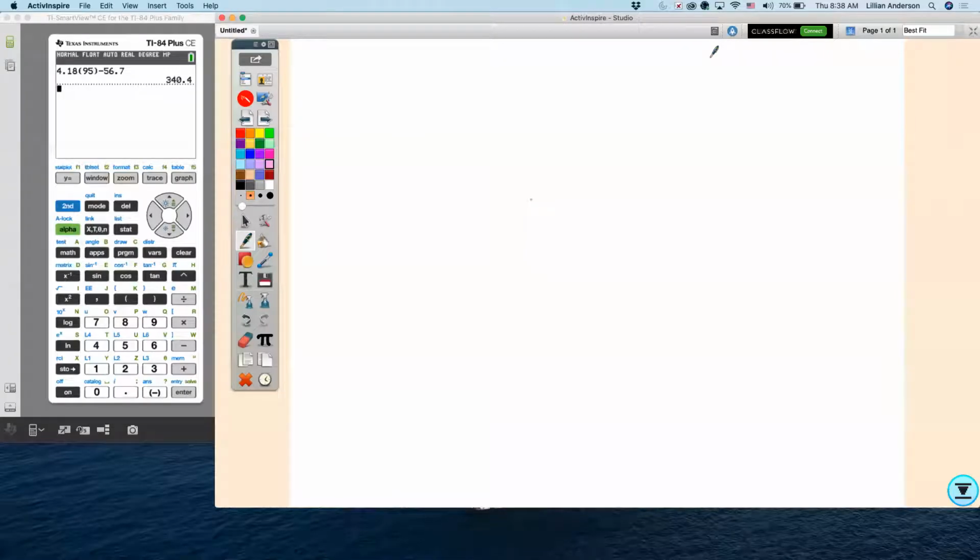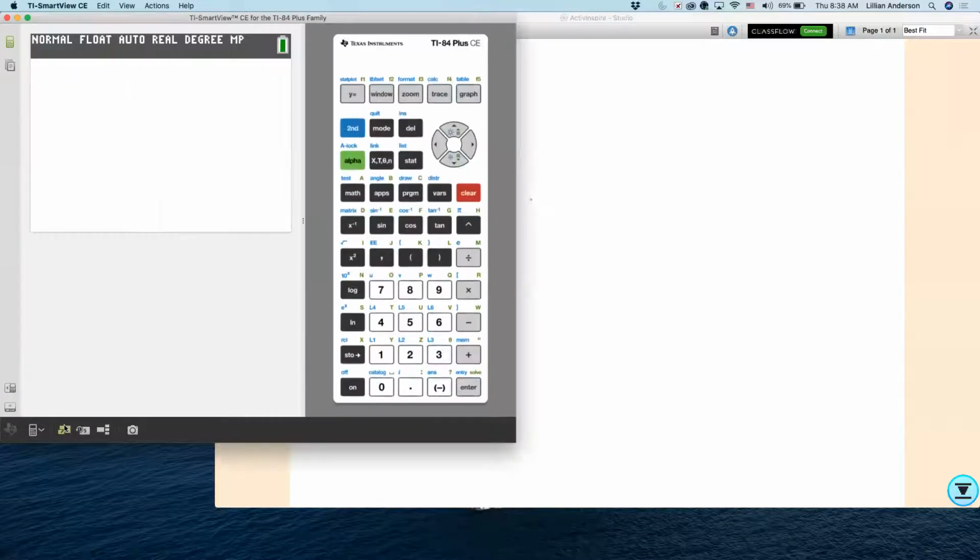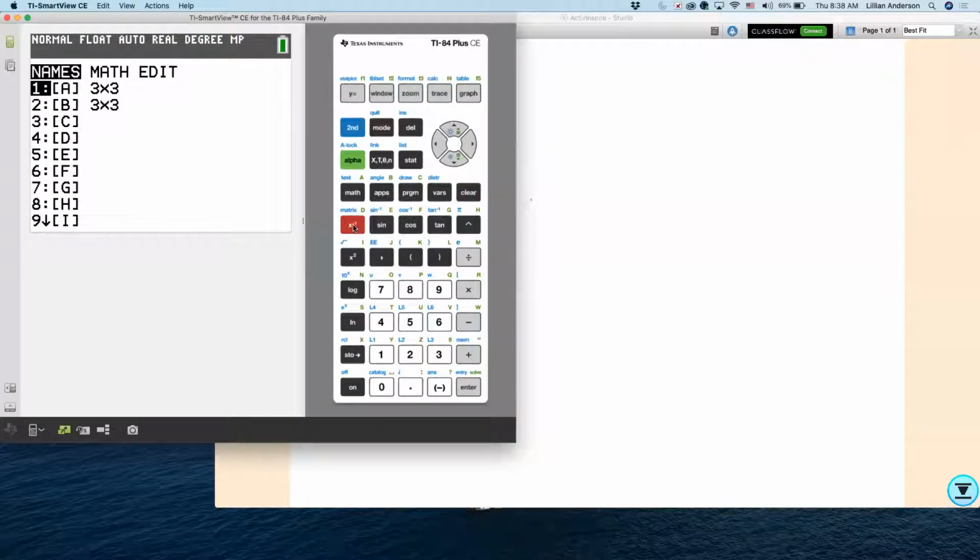All right, chi-squared. When you are doing this, you have to enter your data into your matrix. That means you would need to go to second x to negative one to obtain your matrix.